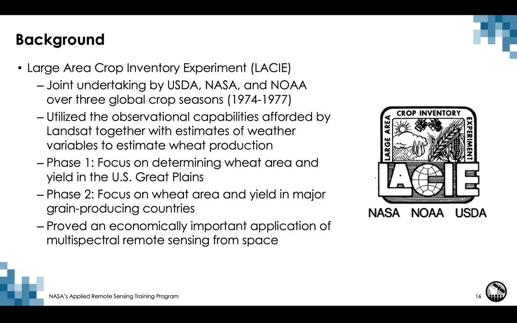The first phase of LACIE focused on determining wheat area and yield in the U.S. Great Plains. The second phase focused on wheat area and yield in Canada and the former Soviet Union. The experiments used the 90-90 criterion, where the at-harvest production estimate must be within 10% of the true value with at least a 90% probability. The success of LACIE proved an economically important application of multispectral remote sensing from space.